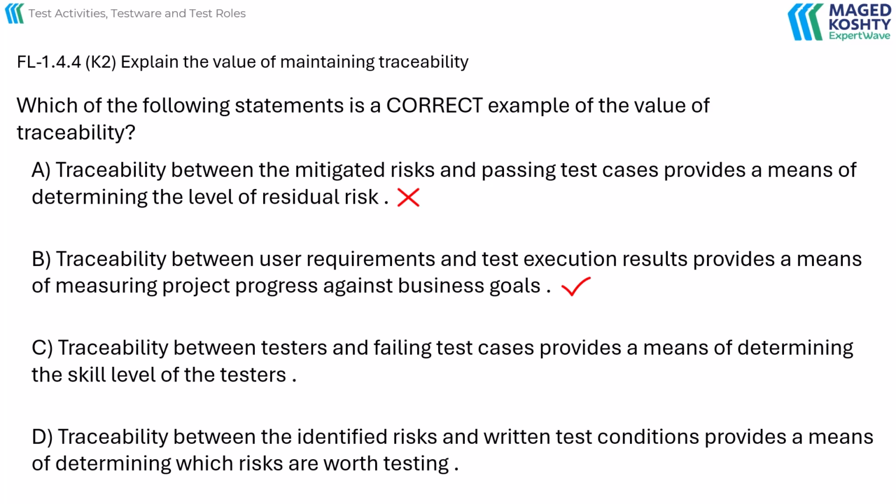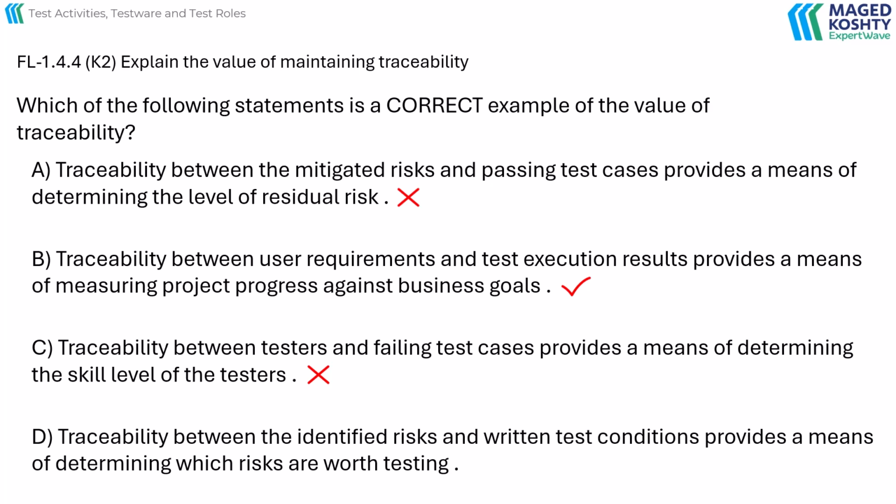Option C: traceability between testers and failing test cases provides a means of determining the skill level of the testers. We don't use traceability to measure the skills of the testers. If you're working for a company that does that, then run for your life. This is a toxic environment. I am not sure if failed test cases or passing test cases are ways to evaluate how good a tester is.